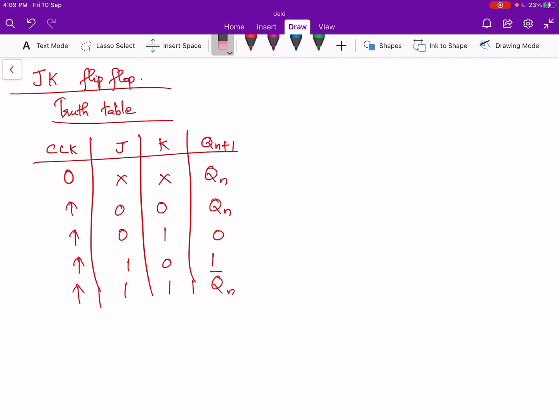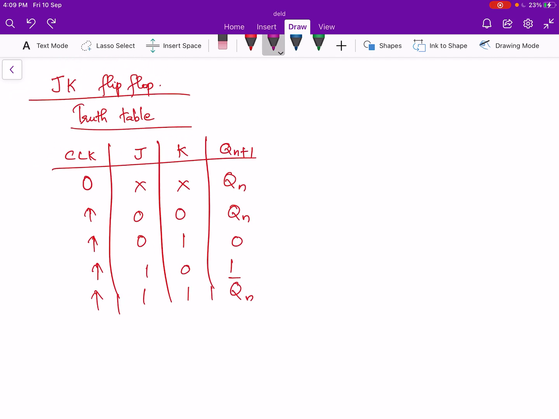So when no clock pulse is applied at the input, then irrespective of the value of J and K, the output Qn plus 1 will be equal to Qn. Qn plus 1 is the next state and Qn is the present state. So when no clock pulse is applied, the next state will be equal to the present state, or it will act as a memory or hold.